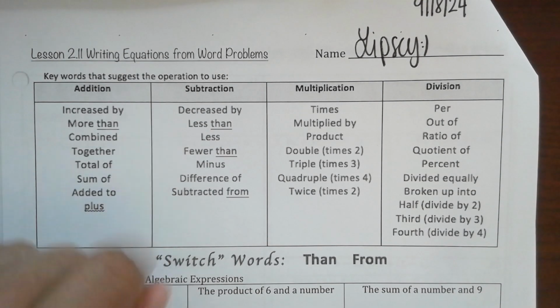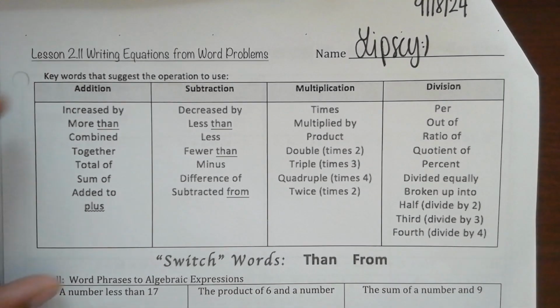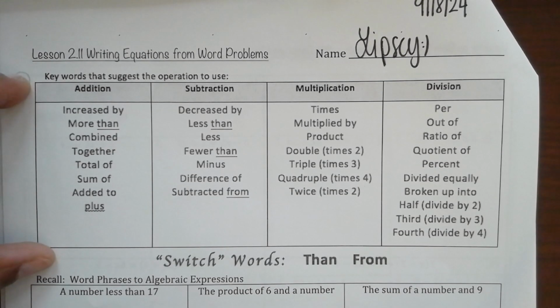Subtraction: decreased by, less than, less, fewer than, minus, difference of, and subtracted from. Multiplication: times, multiplied by, product, double, triple, quadruple, and twice. And division: per, out of, ratio of, quotient of, percent, divided equally, broken up into, half, third, fourth, and it goes on. This is just a reminder of what we've already talked about from Unit 1.